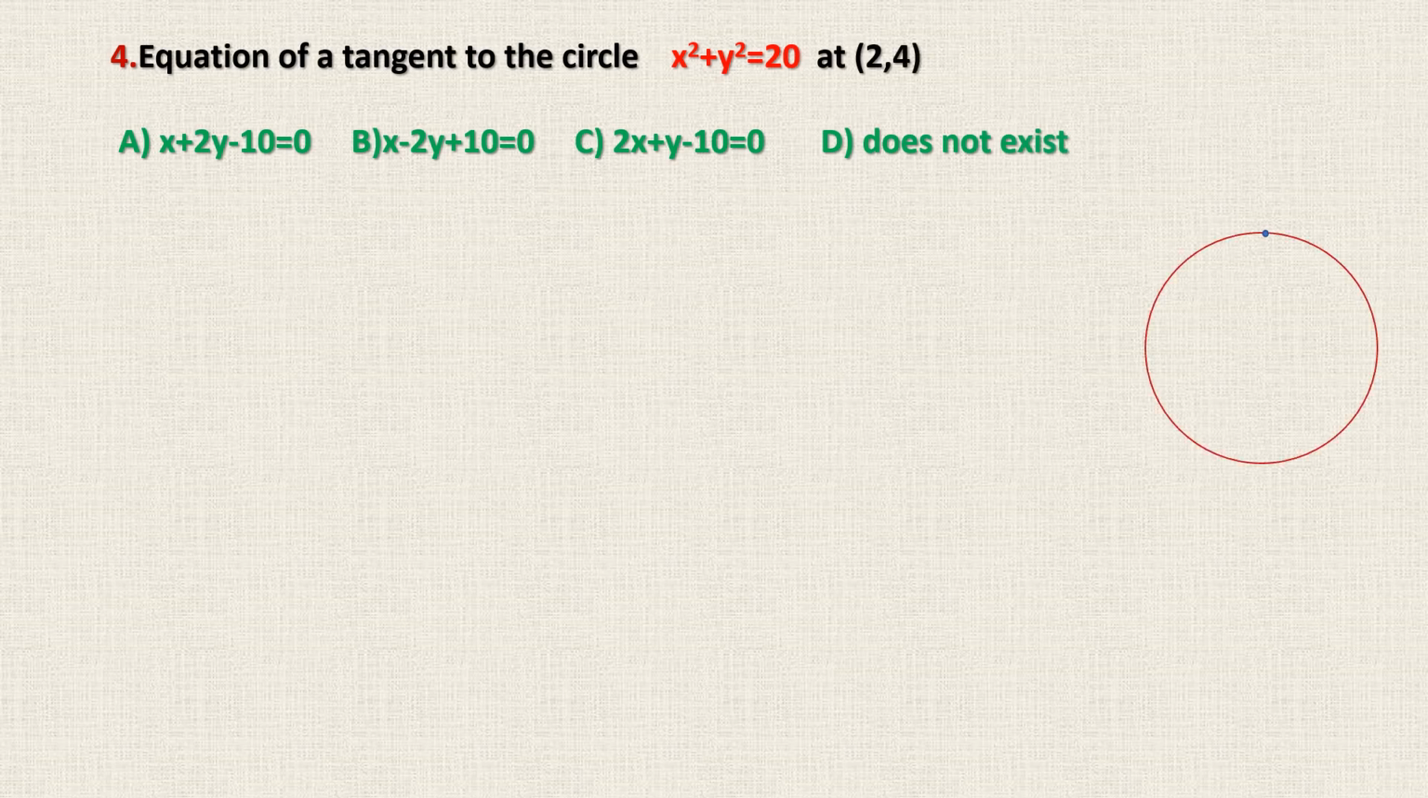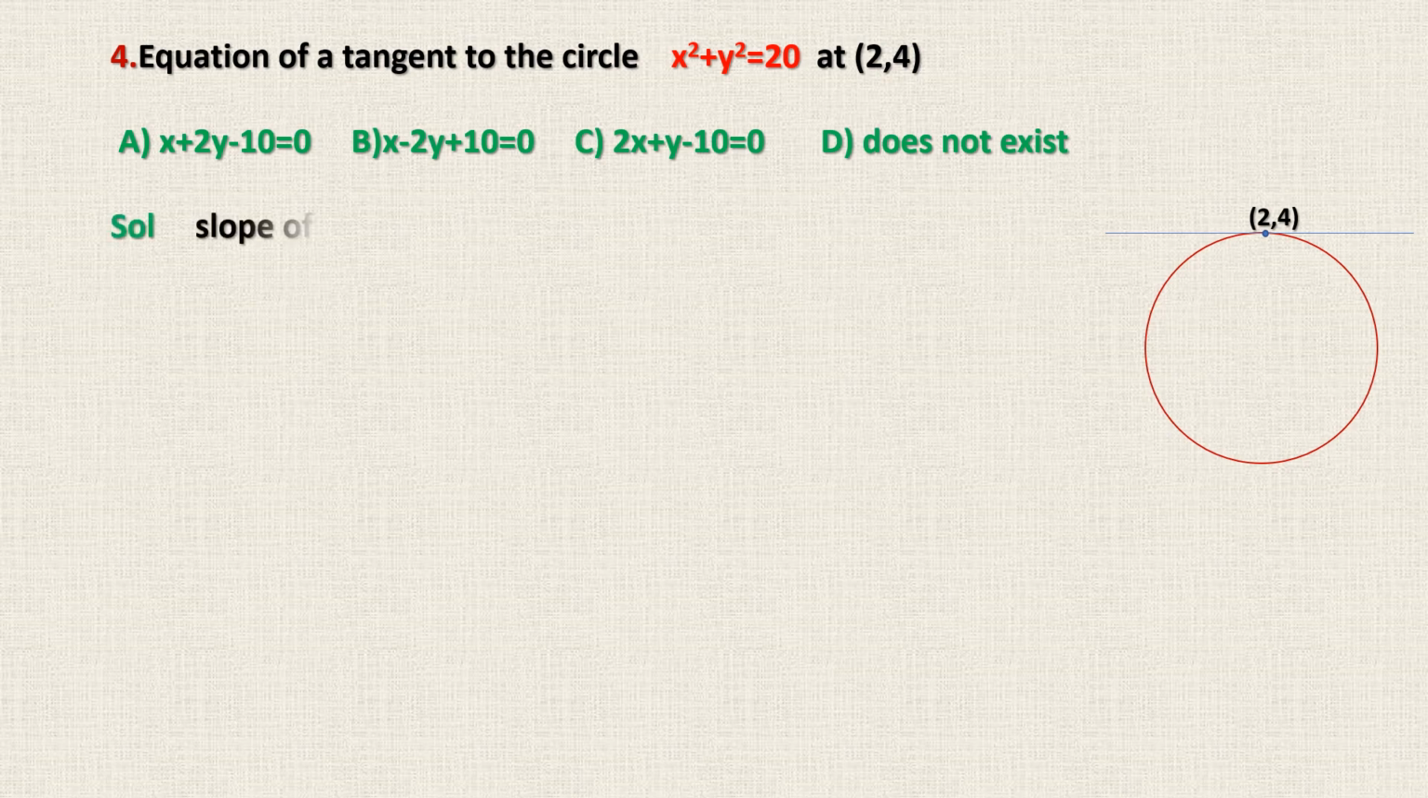Equation of a tangent to the circle x square plus y square equal to 20 at (2, 4). When you are finding the tangent to a circle at a given point, make sure that the given point lies on the circle. If it does not lie on the circle, the tangent at that point to the circle does not exist. To find the tangent, you need the point it passes through and the slope of the tangent.